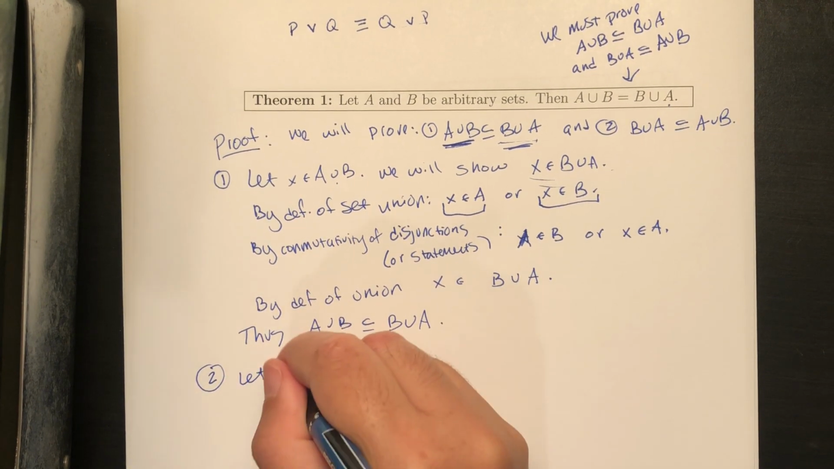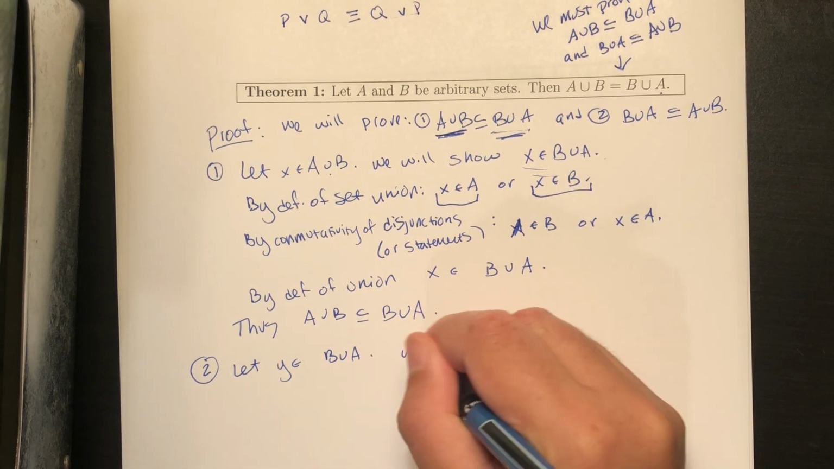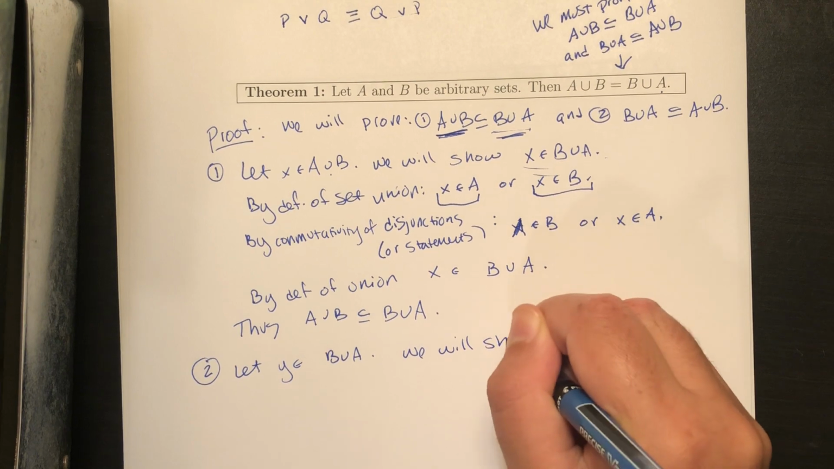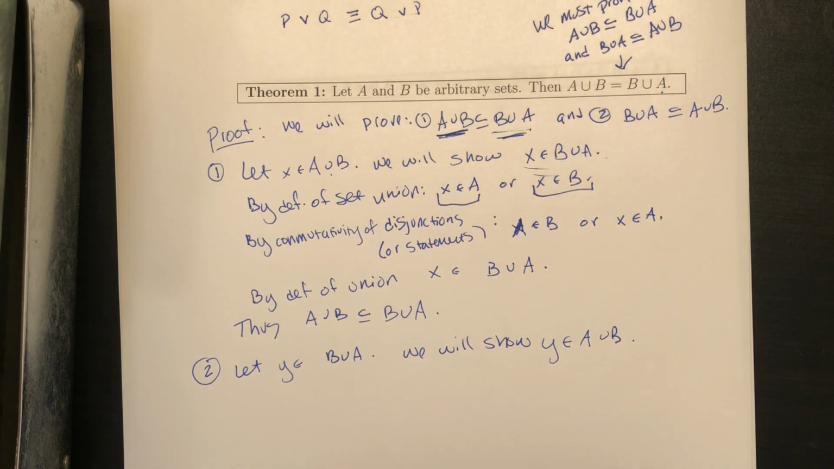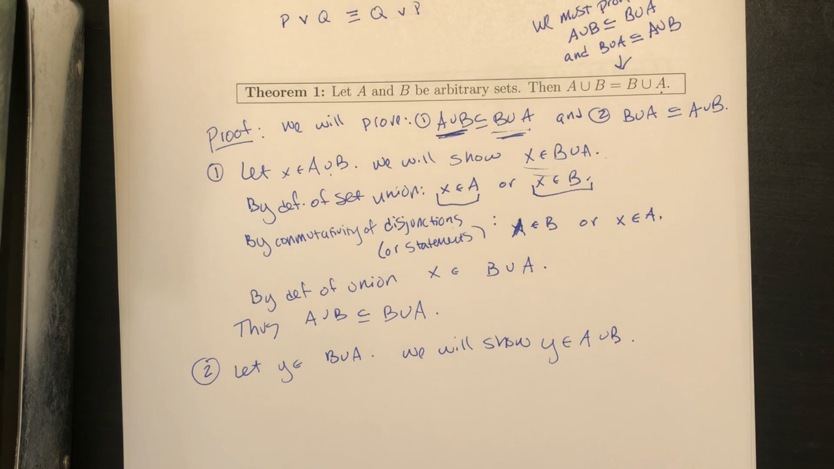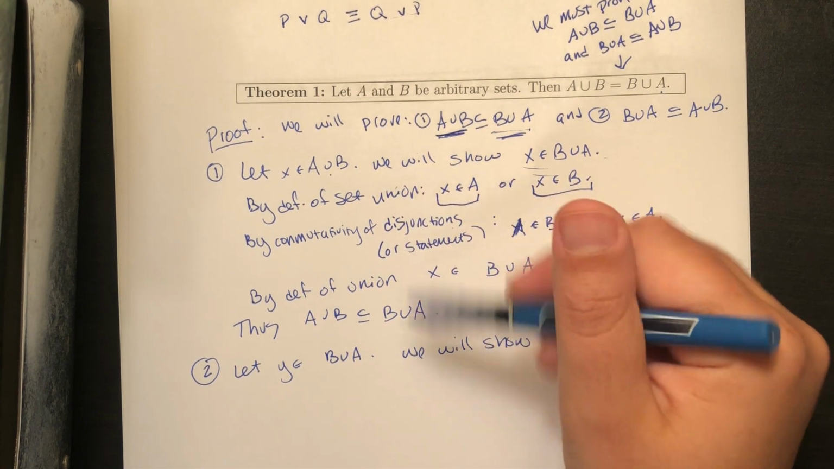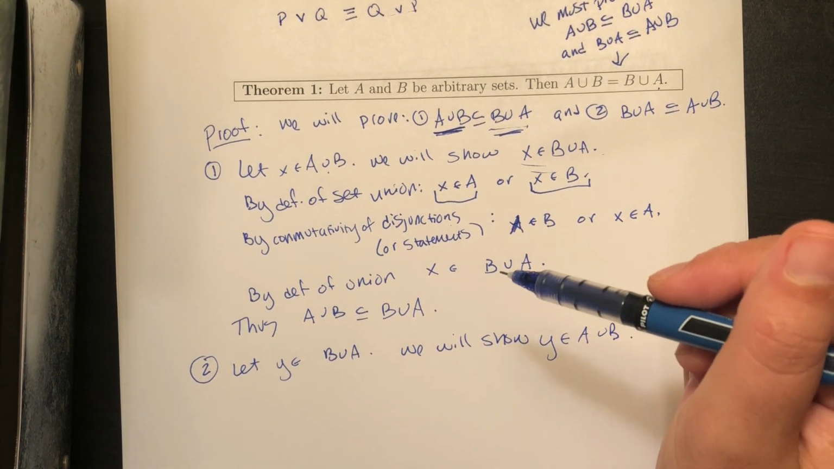Let Y be an element of the second set, B union A. We will show that Y is an element of A union B. Well, guess what? It's the exact same steps, but backwards. In fact, for a proof like this, where what you're proving is so basic, it's really just using the definition of union and then the fact that or statements are commutative. You don't even really need to do both of these arguments. You could do it once with just if and only ifs in between.